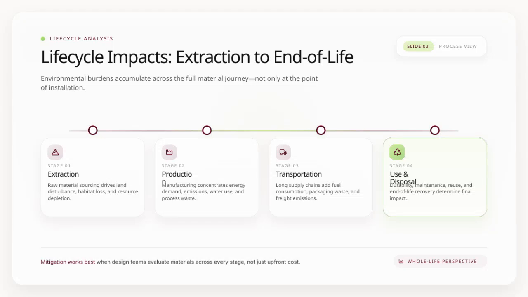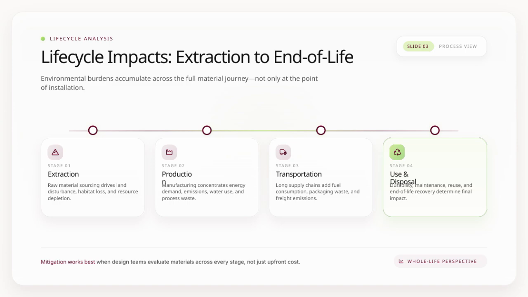When we look at life cycle analysis, it's important to understand that environmental impacts don't just happen at one point. They accumulate throughout the entire life of a material, from extraction all the way to its end of life. Starting with extraction, raw material sourcing can cause land disturbance, habitat loss, and depletion of natural resources. Moving on to production, that's where manufacturing demands a lot of energy, generates emissions, uses water, and produces waste. Then there's transportation, which often involves long supply chains, adding fuel consumption, packaging waste, and freight emissions. Finally, at the use and disposal stage, factors like durability, maintenance, reuse, and end-of-life recovery really influence the overall impact.